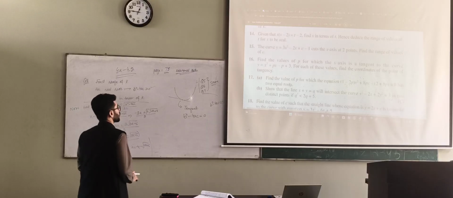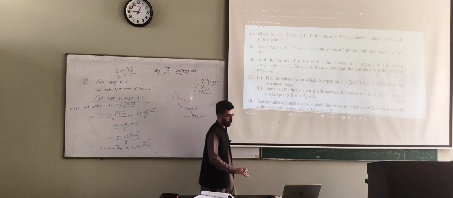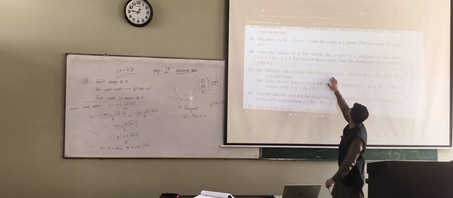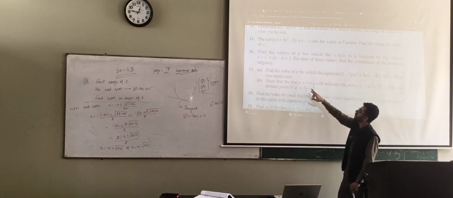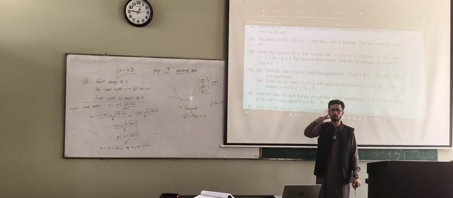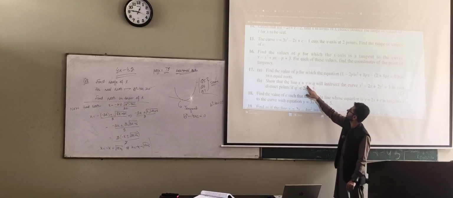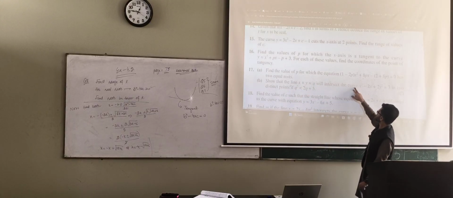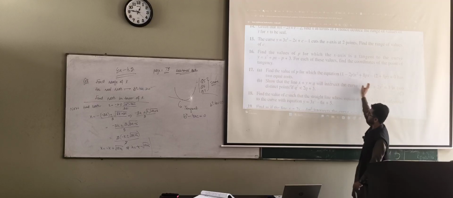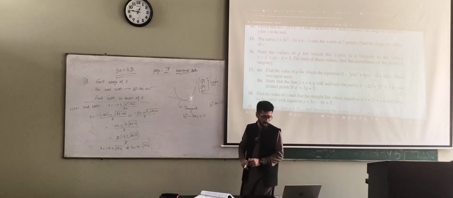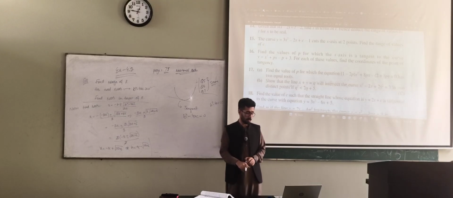Then question number 17 has two parts. It says to find the values of p for which this equation has two equal roots. Two equal roots means discriminant equal to 0. Show that the line x plus y equals q will intersect the curve in two distinct points if q squared is less than 2q plus 5.